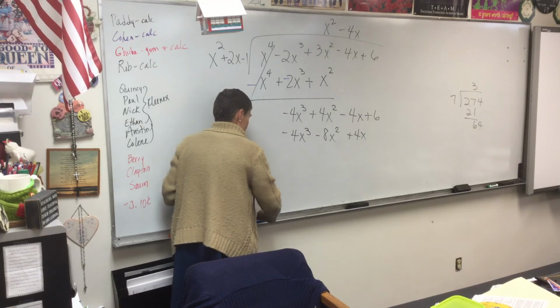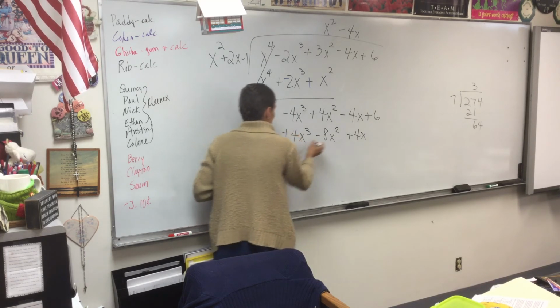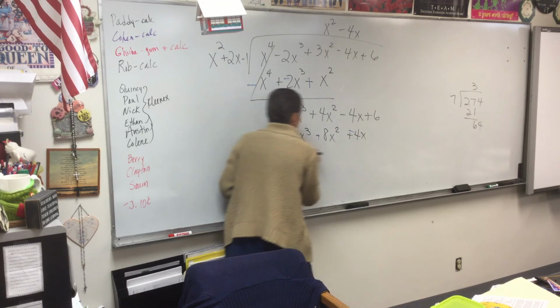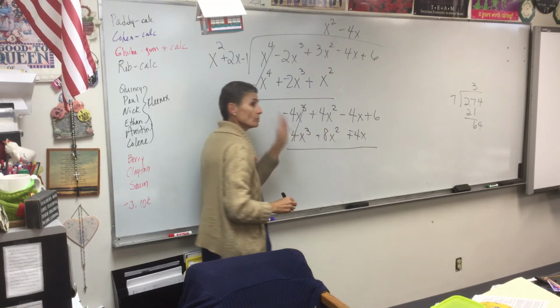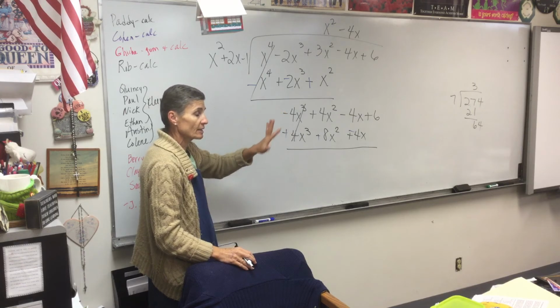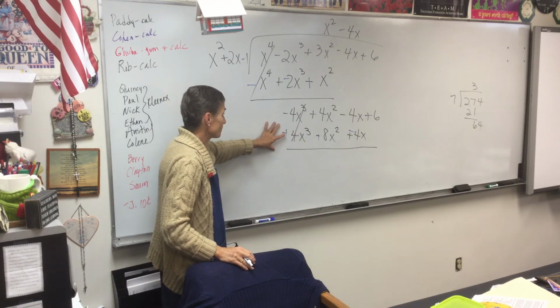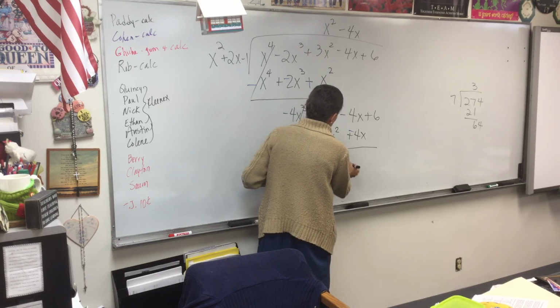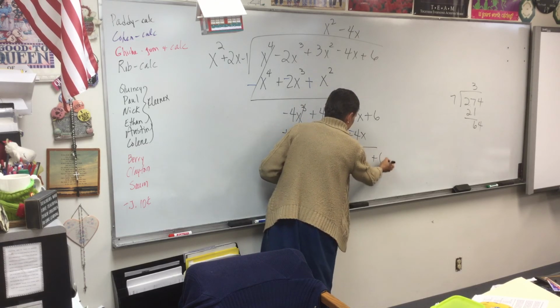Now what do I do? Subtract. And if these don't cancel, you're wrong. They have got to cancel. And they did. So what am I left with? 12x squared minus 8x plus 6.